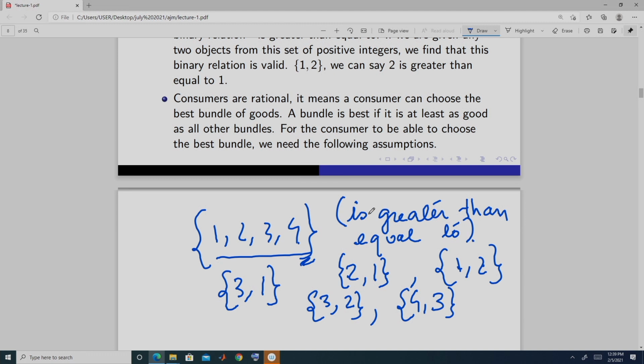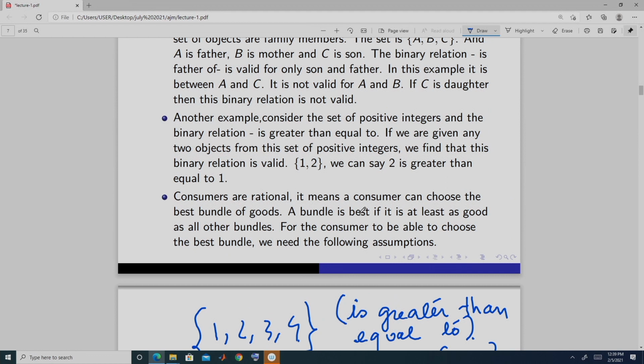So to study consumer behavior, we will also introduce such a binary relation. We will first assume that the consumers are rational. When consumers are rational, it means that if you are given a set of consumption bundles, that is, some amount of good 1 and some amount of good 2, then out of this set you can choose the best bundle. Now what is the best bundle? The best bundle is that bundle which is at least as good as all other bundles.